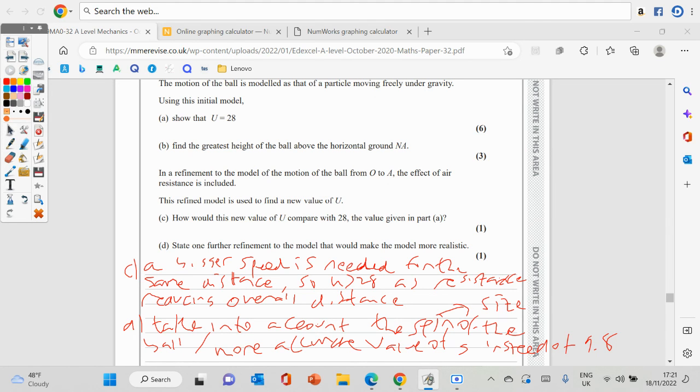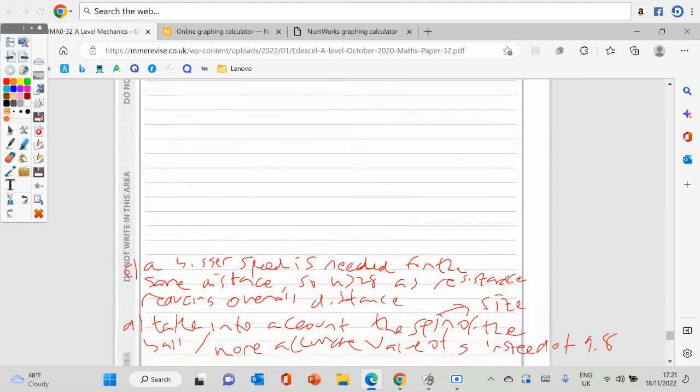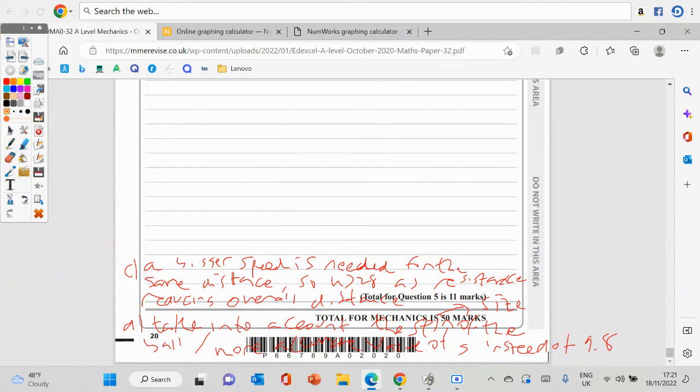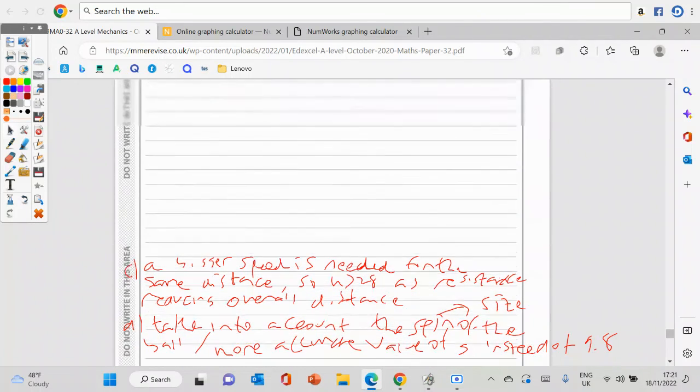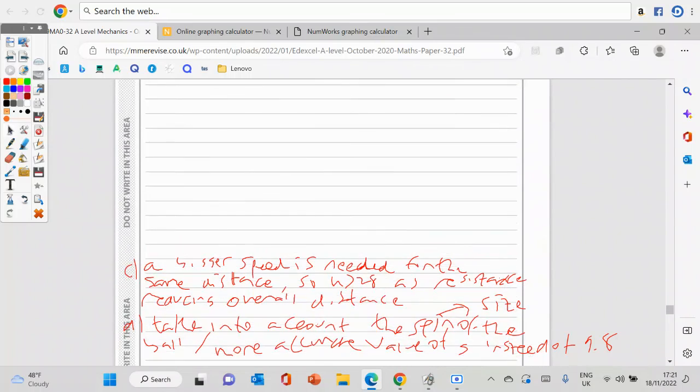Right. I believe that is the end of the paper. Total for mechanics is 50 marks. Might give you 50 marks there, easy, isn't it?